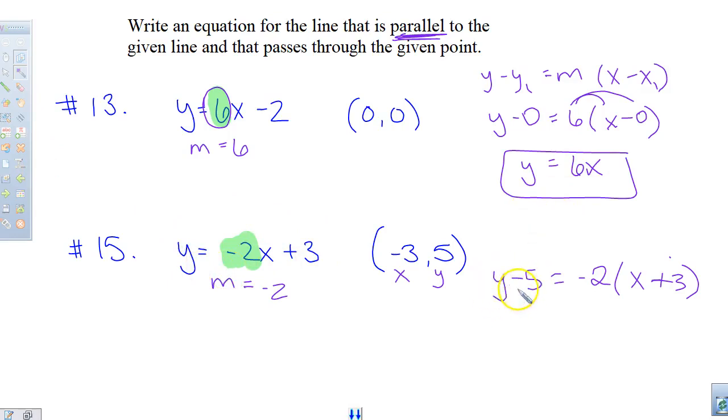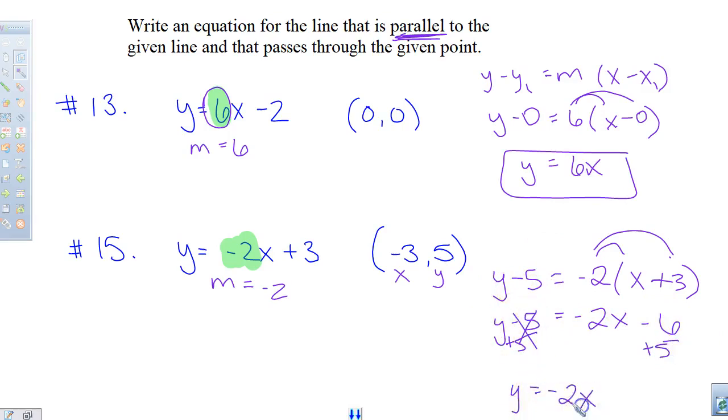In order to get y alone, I'm going to have to add 5. But I can't add the 5 until I first apply the distributive property. So when I do so, I have y minus 5 equals -2x minus 6. And now to get y alone, we add 5. y is equal to -2x. Adding my constants, -6 plus 5 gives me -1. So my slopes are the same. They're both -2.